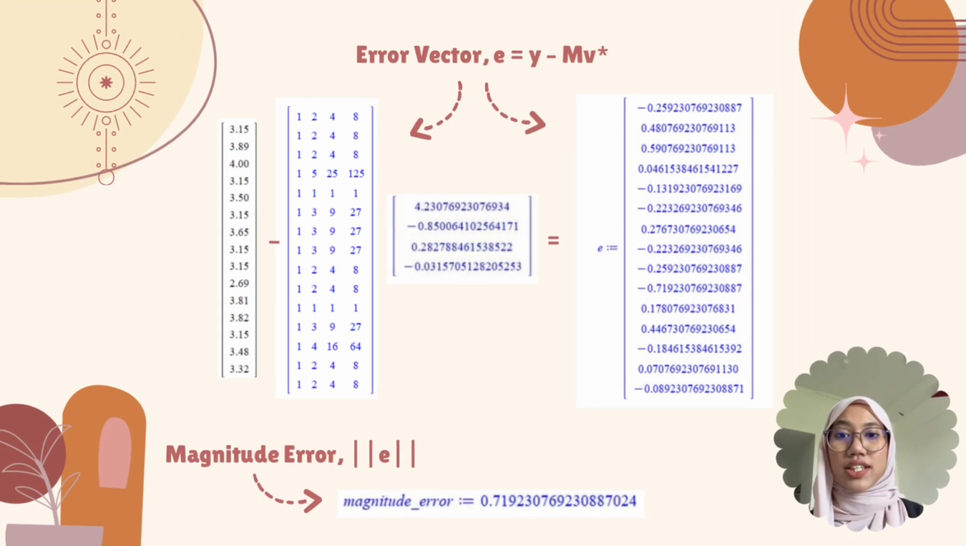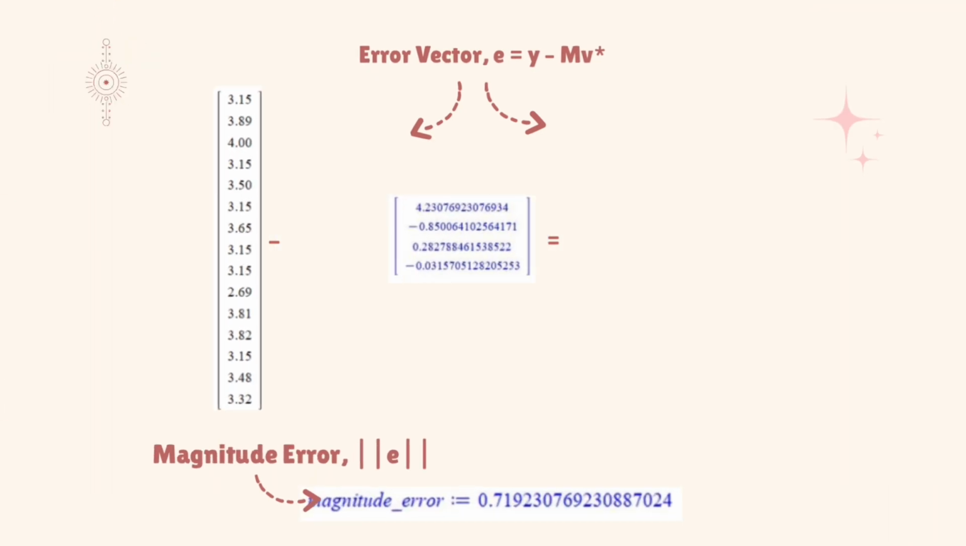Lastly, we just need to find the error vector by using the formula E equals Y minus MV. After we get the error vector, we find the magnitude error, and we will get the magnitude error as 0.7192 to 4 decimal places.